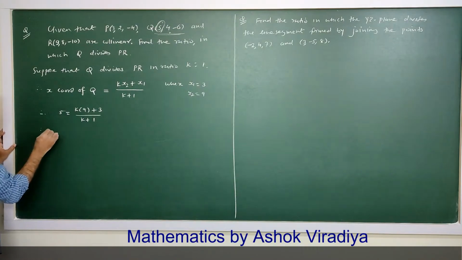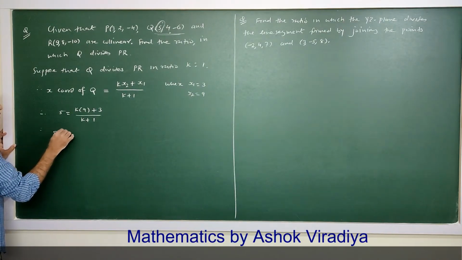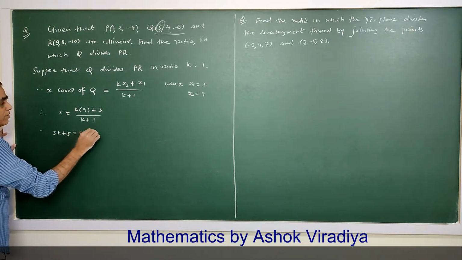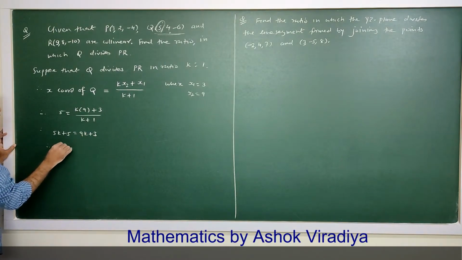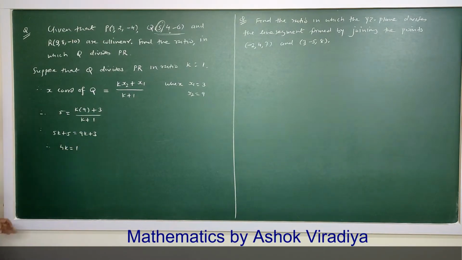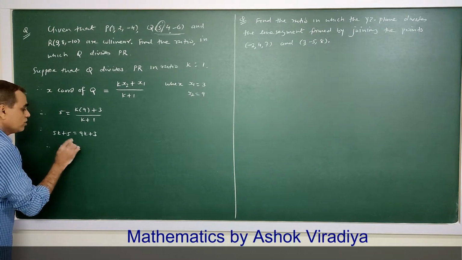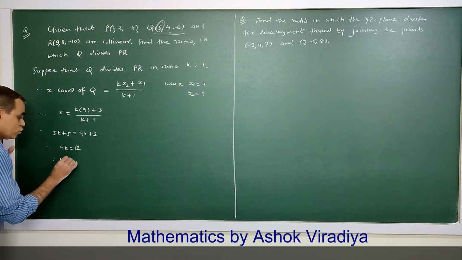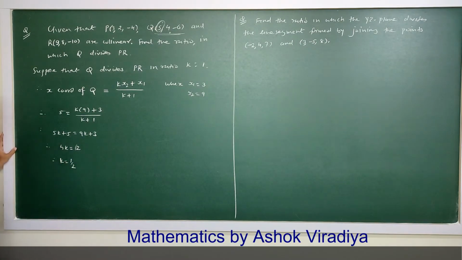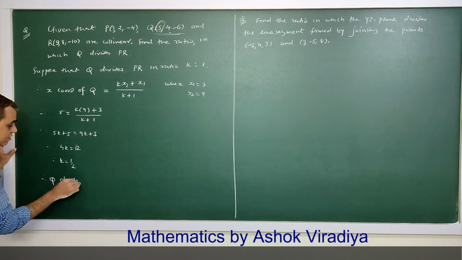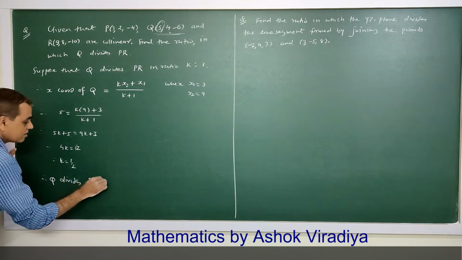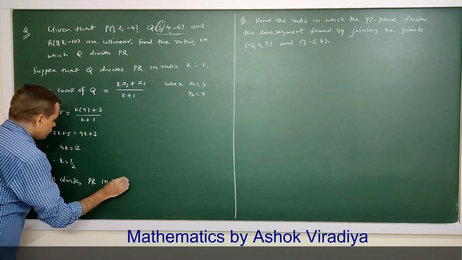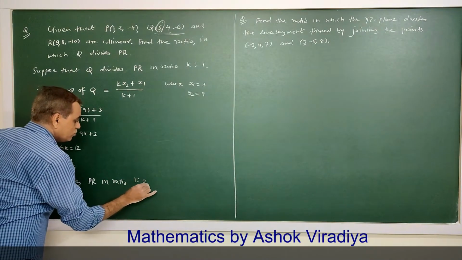So therefore 5k plus 5 is 9k plus 3. So 5 minus 3 is 2, and 9k minus 5k is 4k. 4k is 2. So k is 2 by 4, that is 1 by 2. So we can say that Q divides PR in the ratio 1 is to 2.